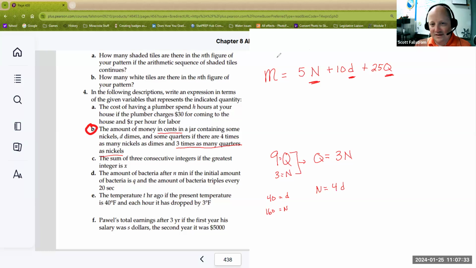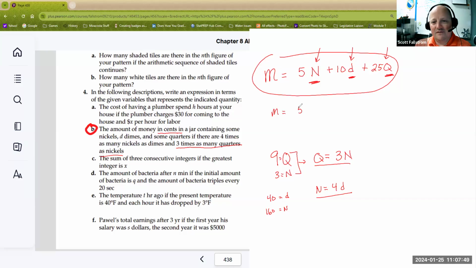Now, look back at the top. See what I had up on the top? I had nickels, dimes, and quarters. So wherever I see an N, I can replace it with this. Wherever I see a Q, I can replace it with 3N. So what I end up doing is I have 5N plus 10D plus 25 of Q's. But remember, Q's are 3N. So I get 3N for that.